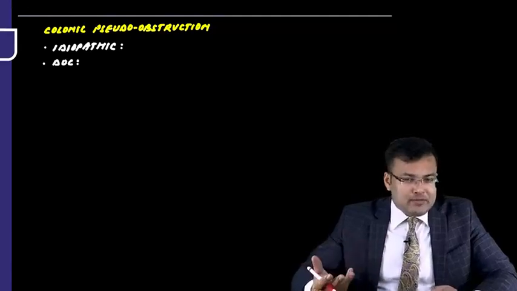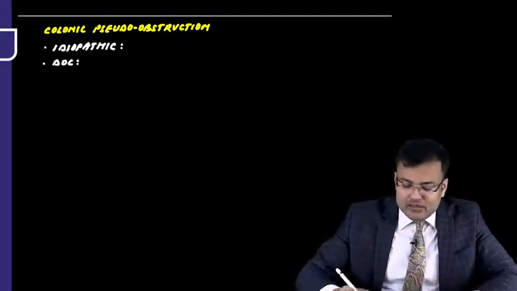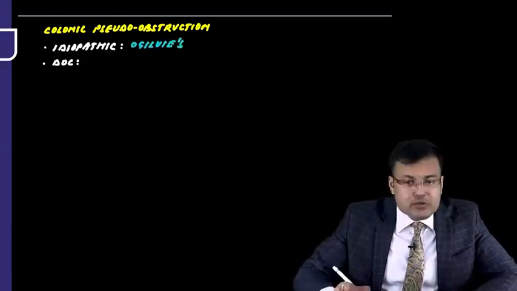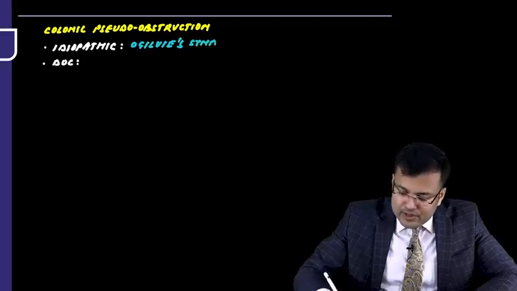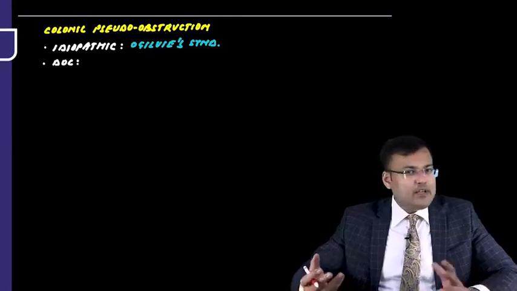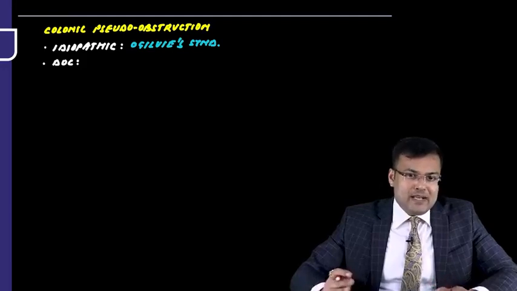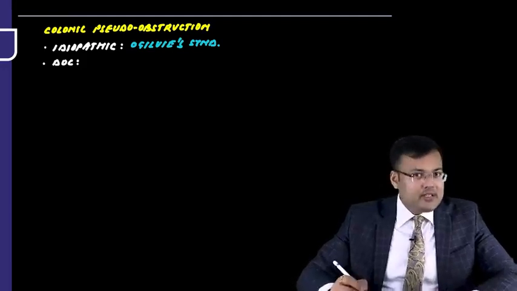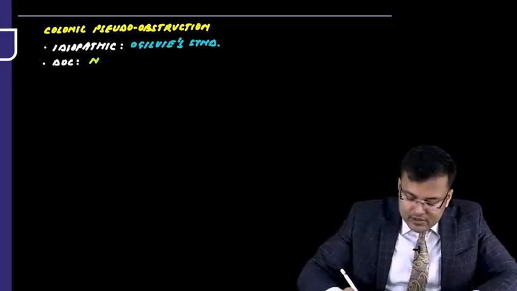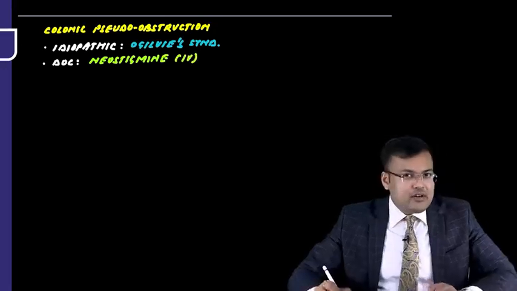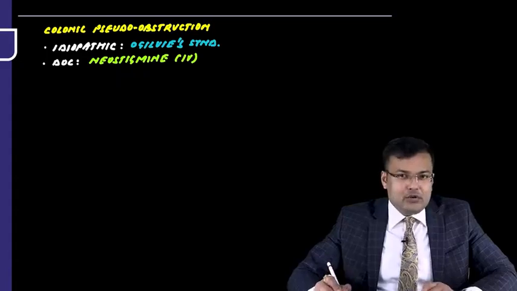Idiopathic colonic pseudo-obstruction, in which there is no actual obstruction, is known as Ogilvie syndrome. So what is the name of idiopathic colonic pseudo-obstruction? That is Ogilvie syndrome. In colonic pseudo-obstruction, there is sympathetic overactivity. That's why which drug do we give in the treatment? Parasympathomimetic. And what is the drug of choice? You have to remember, this is neostigmine. It's a frequently asked question. Neostigmine is the drug of choice, usually given IV. It is parasympathomimetic.